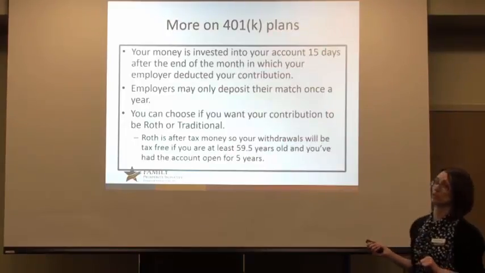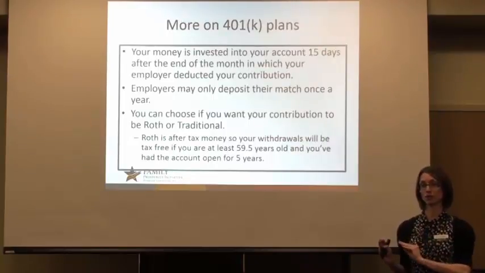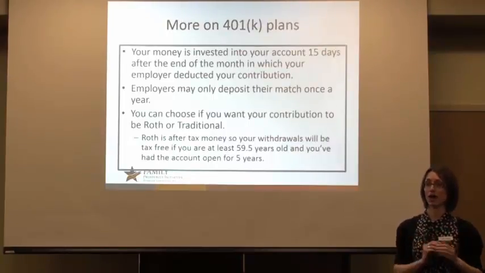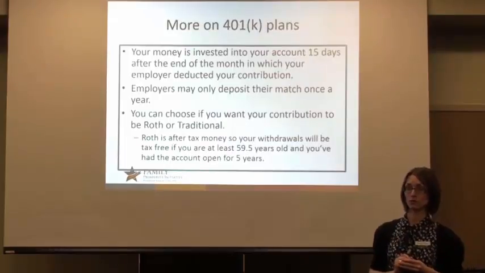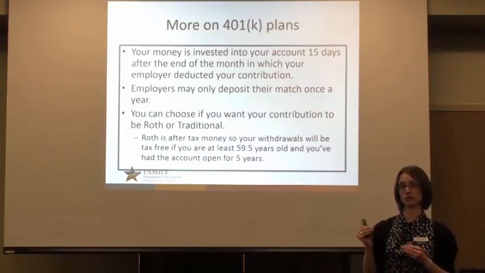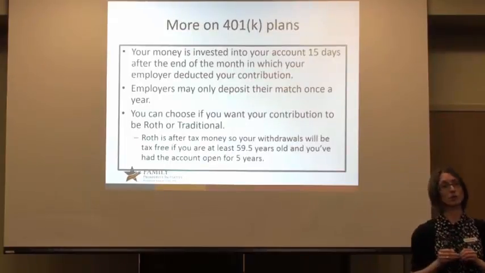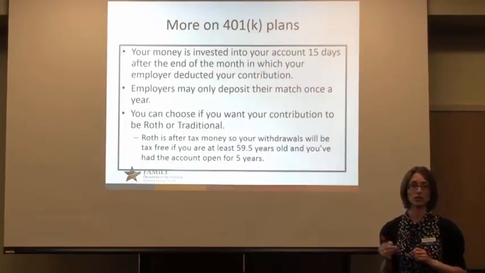With this money, 59.5 is kind of the golden number for your employer-sponsored retirement accounts and for your IRAs. So the golden number for Social Security is 62 or 67, but with your 401ks, if you want to take an early retirement, you can start taking money out at 59.5.